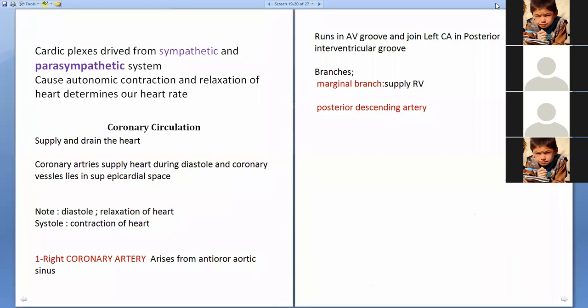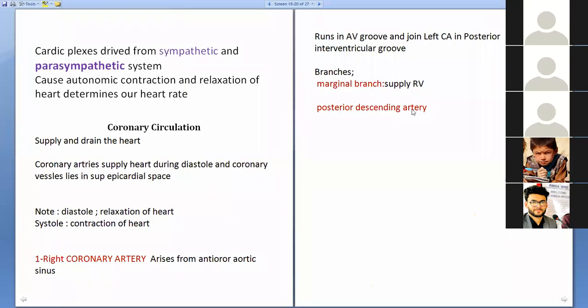Hello, Dr. Ilyas. The first question was by Dr. Saab: why should we palpate the apex beat? Why is it palpable so easily?